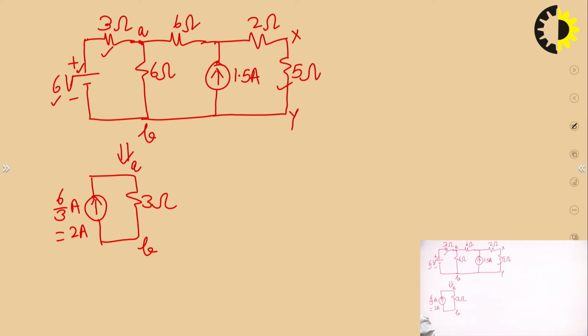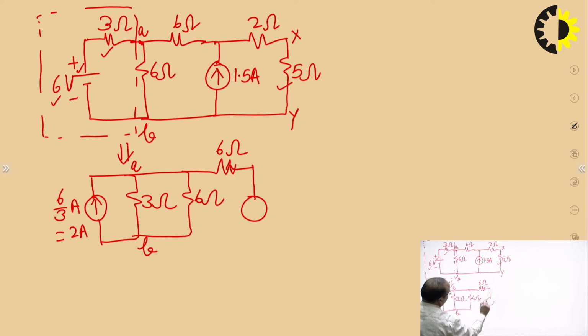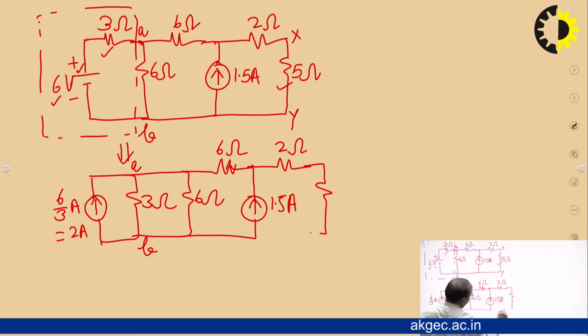Since voltage source is connected across A and B terminals, so from the diagram we can see this is the voltage source connected across A and B. So, at the same terminals, current source will be connected after conversion from voltage source to current source. Now, further we complete the circuit. This 6 ohm is also connected across A and B. Now, another 6 ohm, that is here. Then we have this current source of 1.5 ampere, and then this 2 ohm resistance, and then this 5 ohm resistance across X and Y.